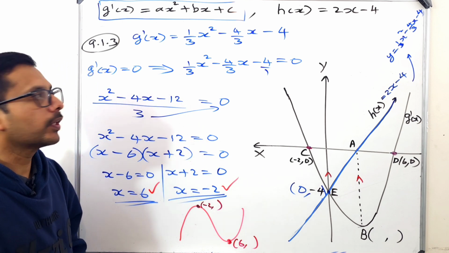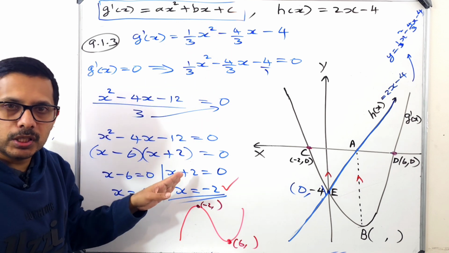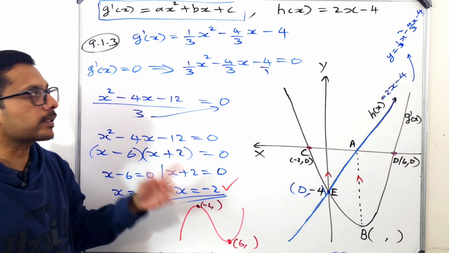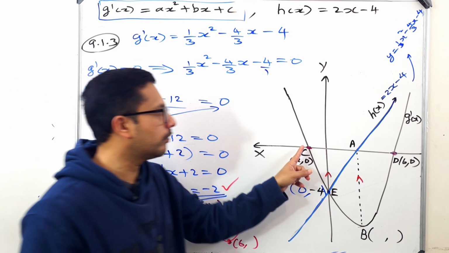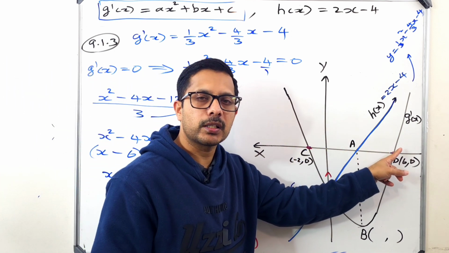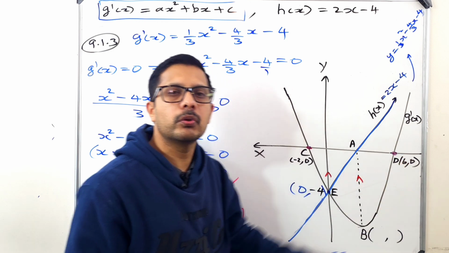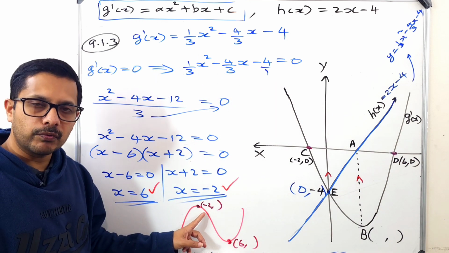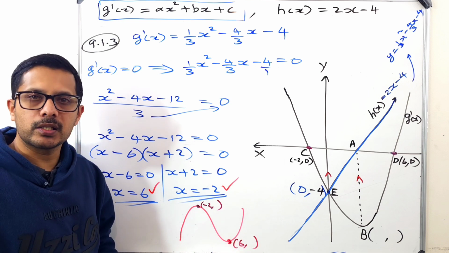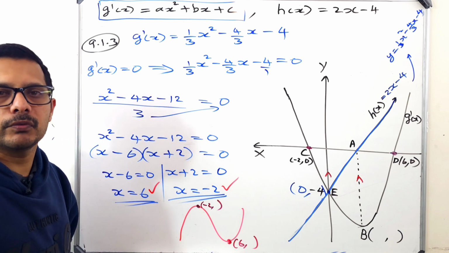Now I'm directly showing you these steps, but when you write your exam, you don't need to write this. It's only 2 marks. So you just check what the x-intercepts are. What are the x values of the x-intercepts? Here it is minus 2, here it is 6. So the x values of the turning points are also the same: x is equal to minus 2 and x is equal to 6. Do you understand? That is enough for you to write when you write your exam.